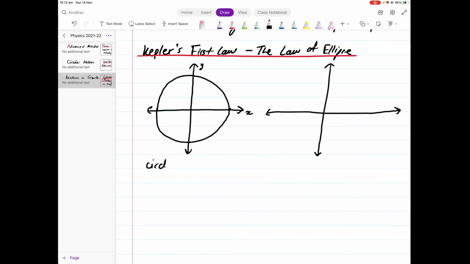A circle, if you remember, if the planets were going in circular motion, as we've done so far, they'd be at a position here. We'll call this P, the planet. And the sun would be here. The planet and the sun would be equidistant, so the planet would always be the same distance from the sun at every point in its orbit. Do you get the idea? This distance will be the radius r, and it would not change as the planet goes around the sun.